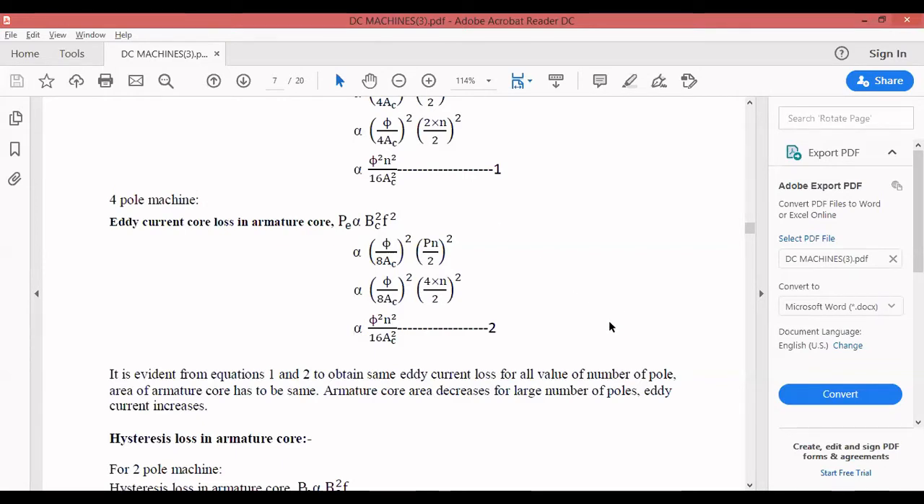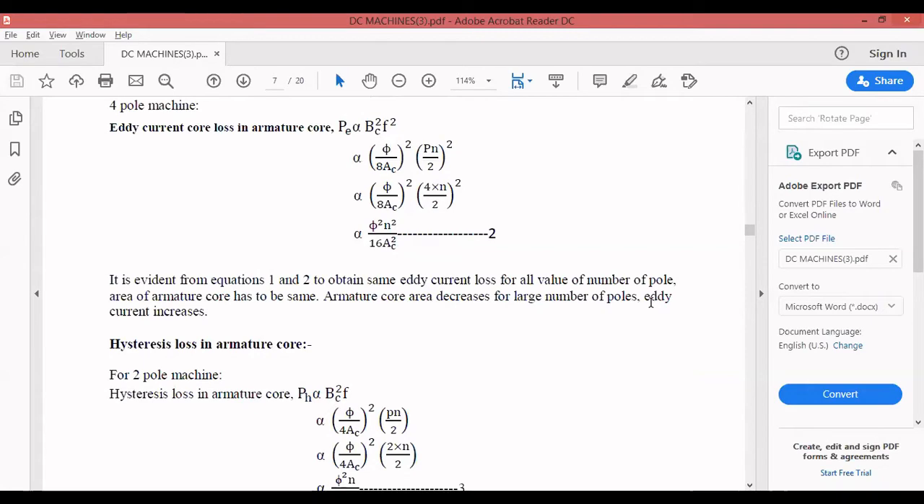So try to keep the poles within the range based on the machine's rating. That is regarding the eddy current loss. Irrespective of poles, you can see that the armature core will be almost the same. Suppose you try to increase more number of poles, then the armature core decreases. Then what will happen? If the number of poles is more, then definitely the frequency of flux reversals will be more in the armature and eddy current losses increase. This is regarding your eddy current losses.